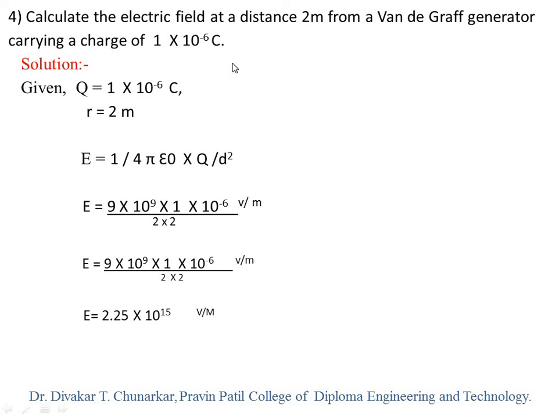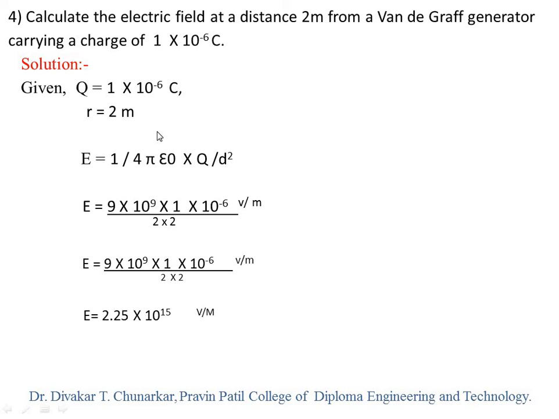Then calculate the electric field at a distance of 2 meters from a Van de Graaff generator carrying a charge of 1 × 10^-6 coulomb. In this problem, the given parameters are Q equal to 1 × 10^-6 coulomb, and R, the radius or distance, is 2 meters.